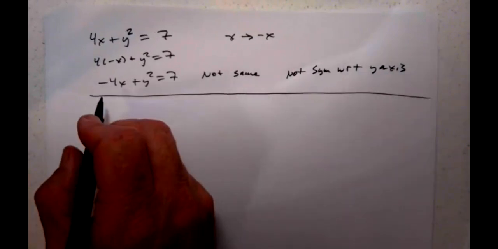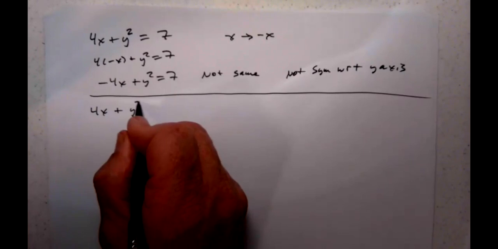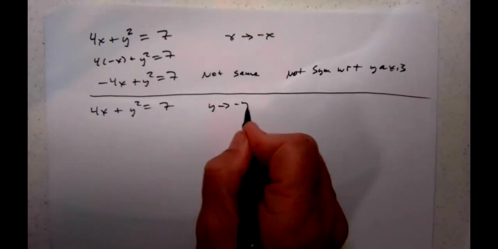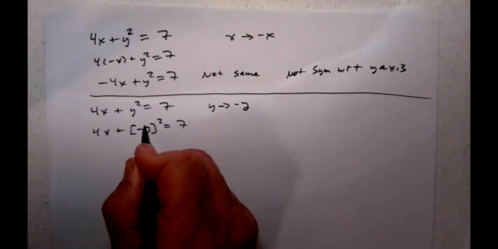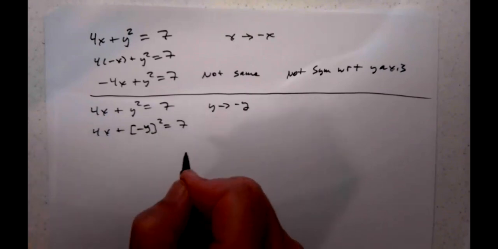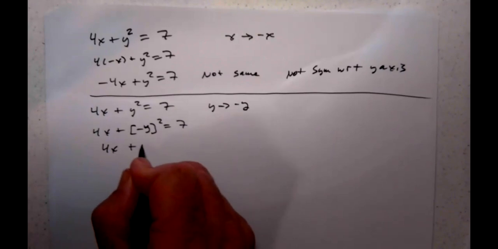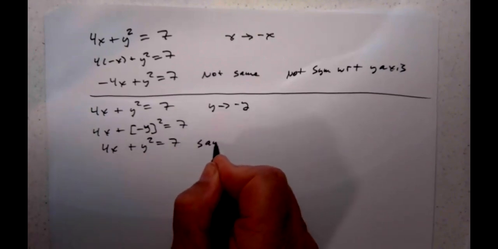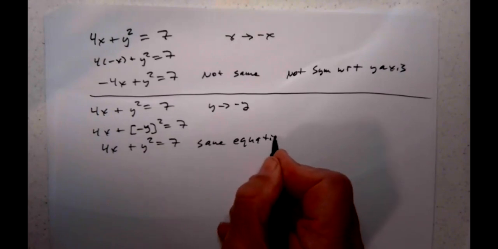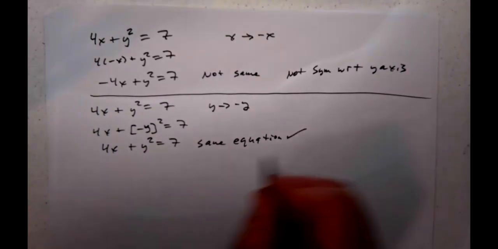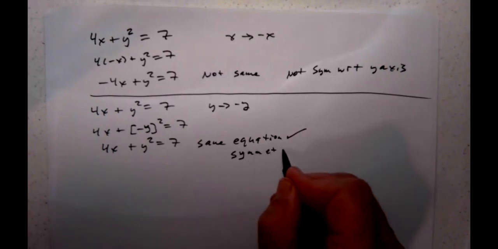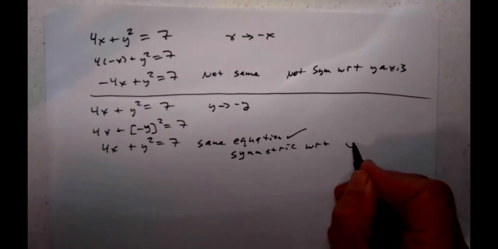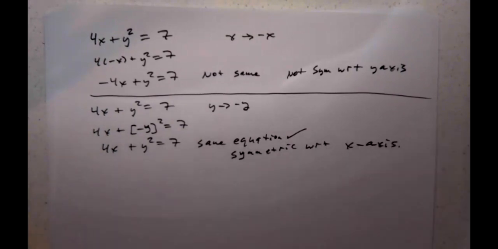Let's replace y with negative y. Again, we have 4x plus y squared equals 7. Replace y with negative y. I get 4x plus negative y quantity squared equals 7. Negative y quantity squared, negative y times negative y is positive y squared. That's the same equation as original. Check. So what's my conclusion? That is symmetric with respect to the x-axis.